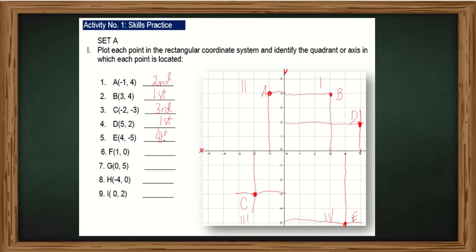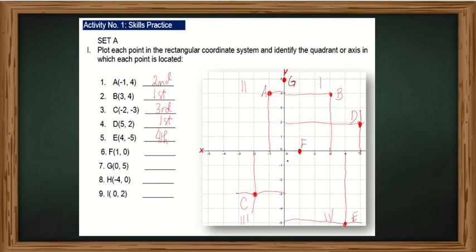Then we have point F. x is 1 and y is 0, so it cannot move any more up nor down. So we have point F is an x-intercept. How about point G? Point G has coordinate 0, so start with 0 as our x, and then move 5 units up because we have y is equal to 5. 1, 2, 3, 4, 5. This is where we locate point G.